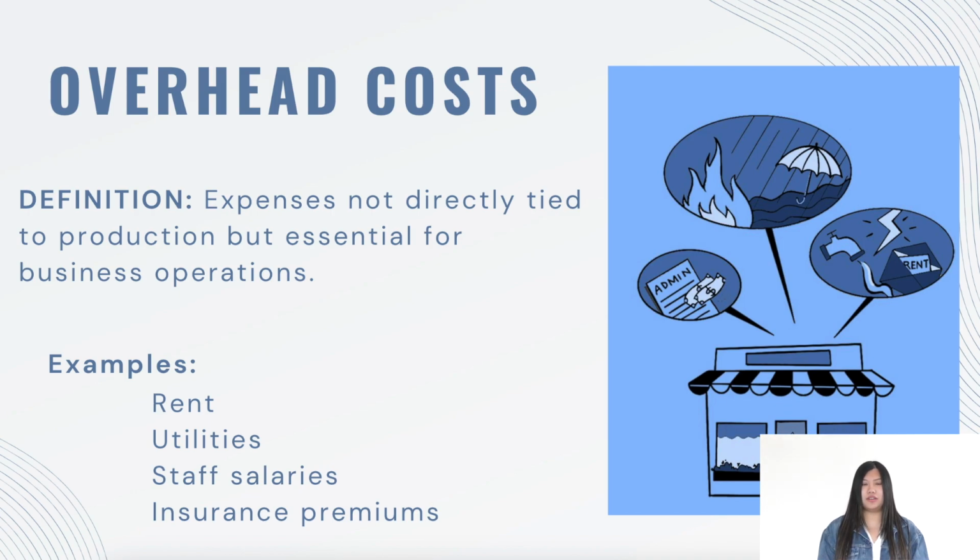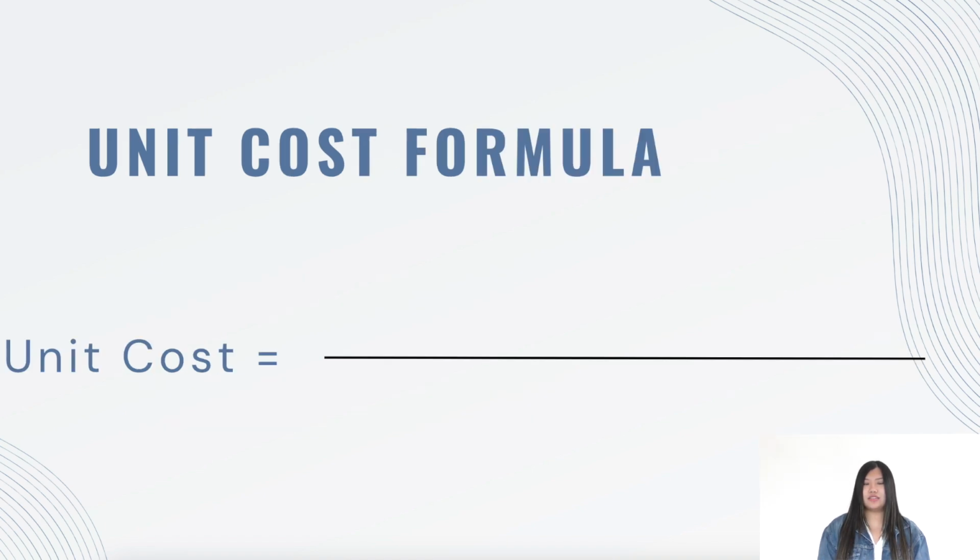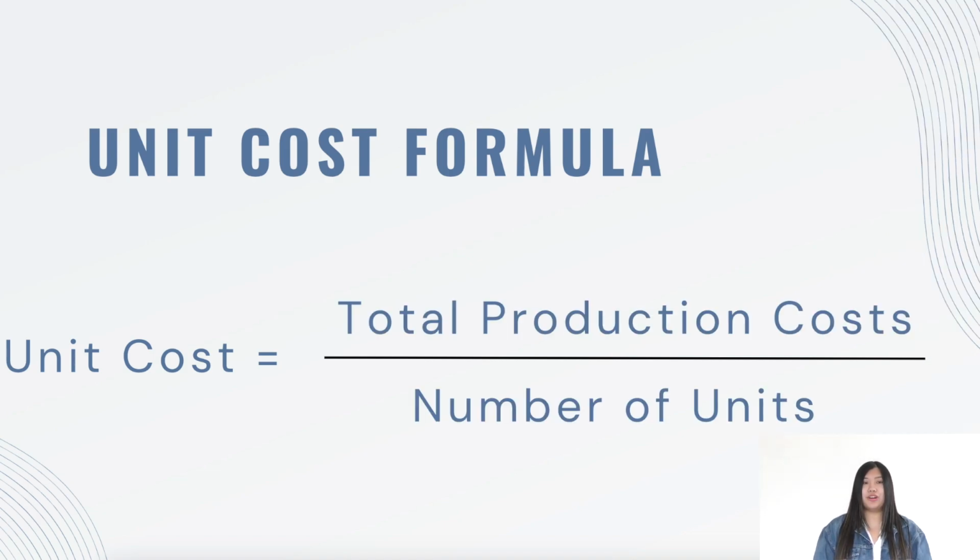Now let's talk about unit cost. What is a unit cost? A unit cost is the cost per unit of products or services produced. You usually calculate it by dividing the total production cost by the number of units produced.